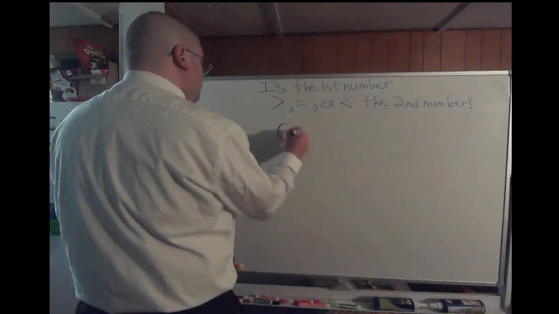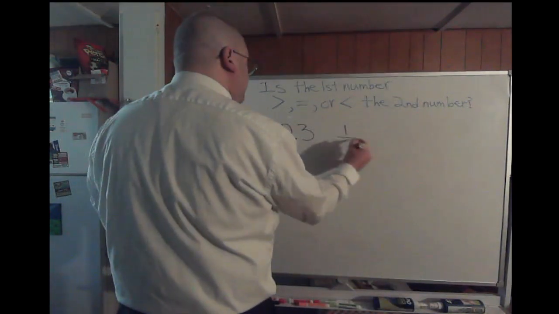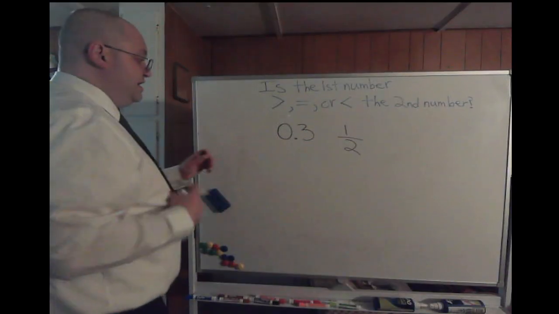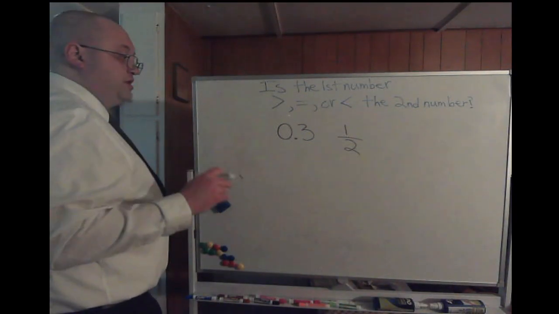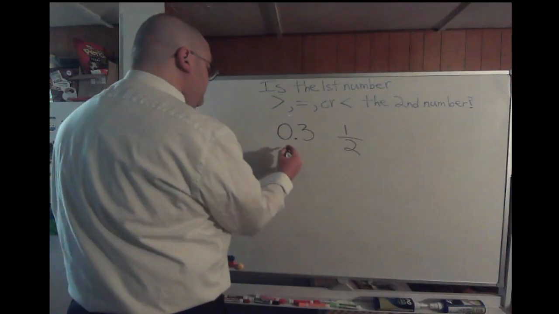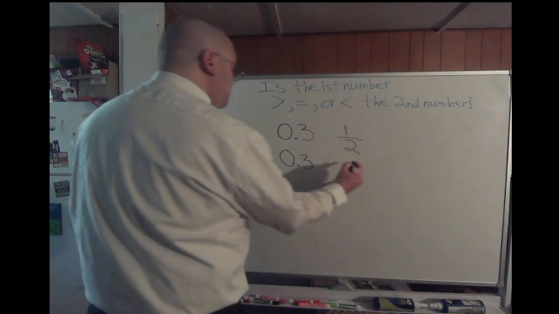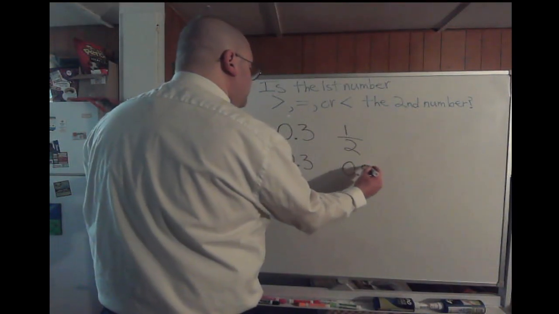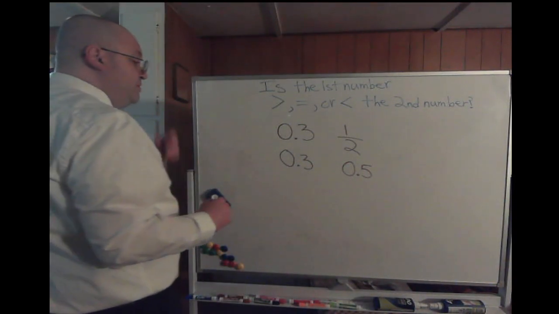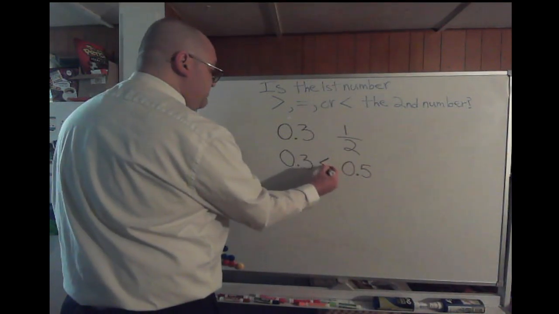Now we have 0.3, and then you have the fraction of 1/2. So you got 0.3 and then 1/2. Well, what you want to do, of course, convert that 1/2 to a decimal. So 0.3 will be stacked up against 0.5, because 1/2 is 0.5. Well, it's obvious that 0.3 is less than 0.5.